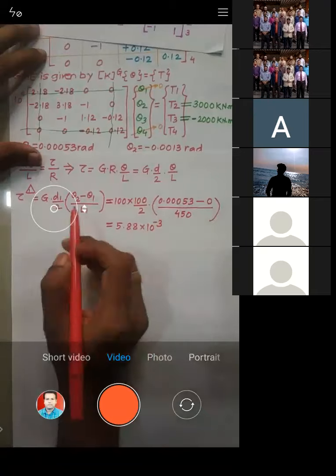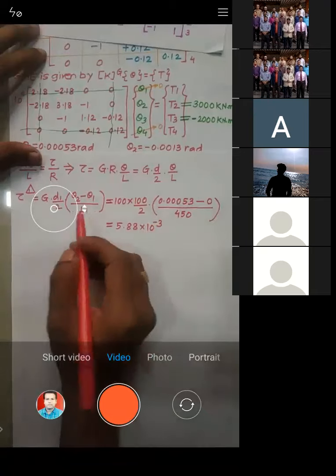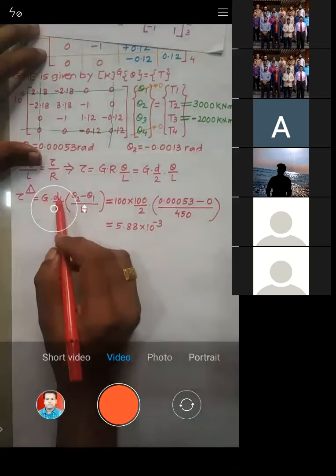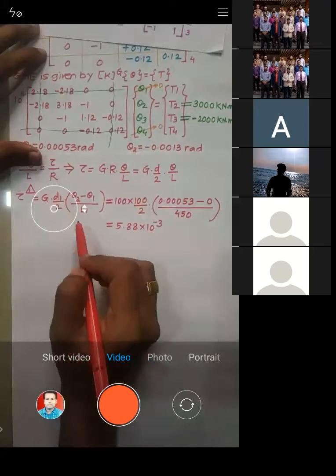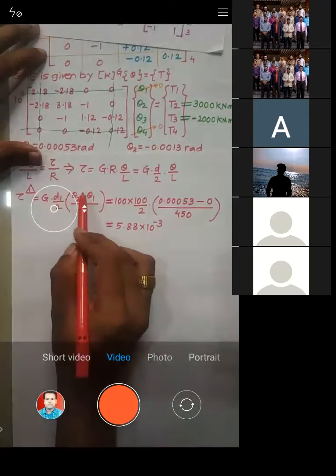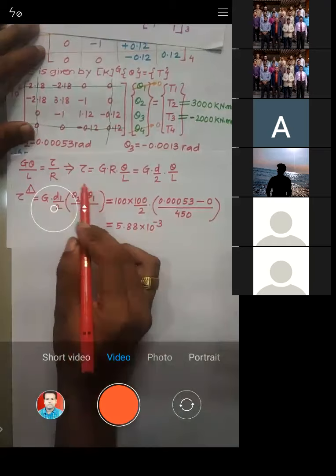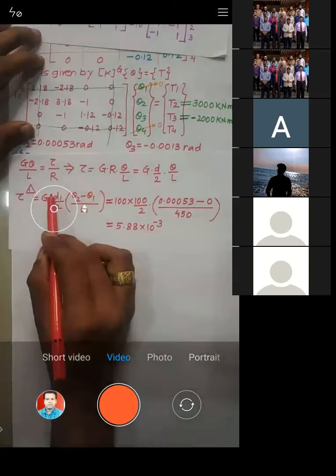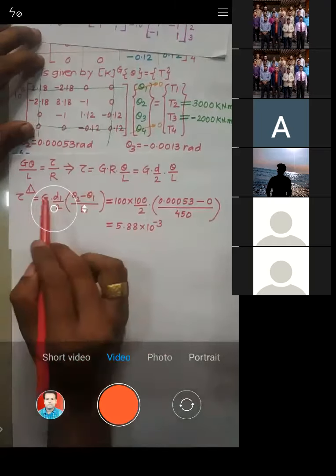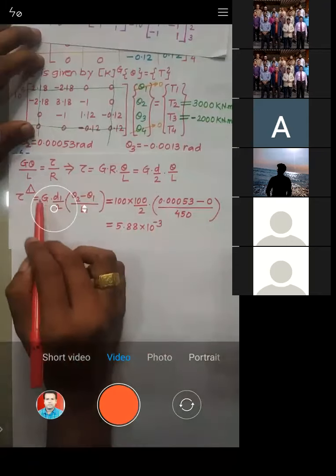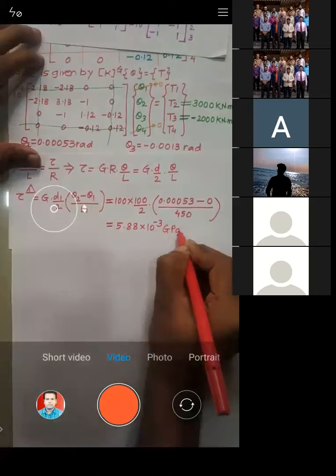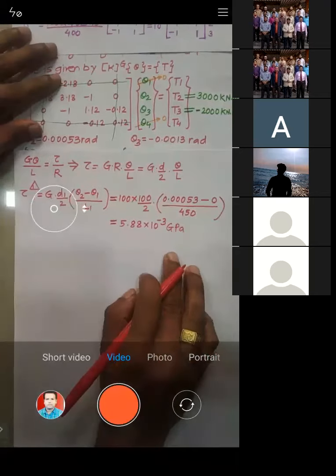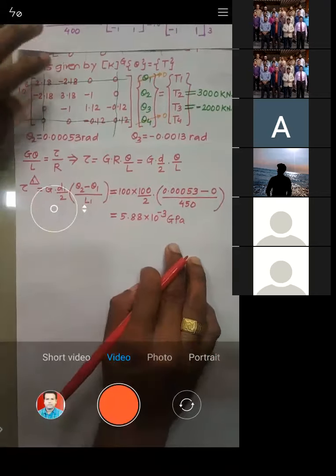If you're confused with the unit, see what is the unit for diameter? It's mm. Diameter is in mm, length is in mm, so mm gets cancelled. What about this theta? It's a radian, and radian we never write. Now the unit for tau will be the unit of G, and G is in gigapascal. Is that okay? No need to remember as well, right?